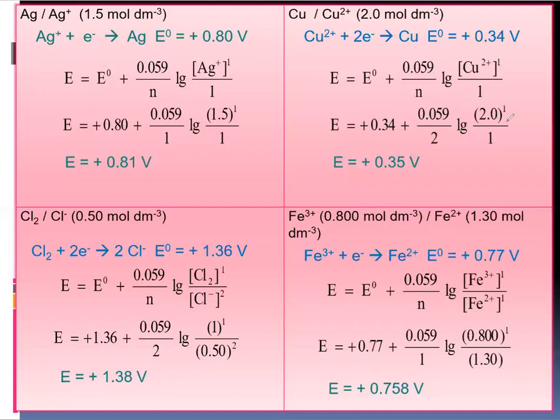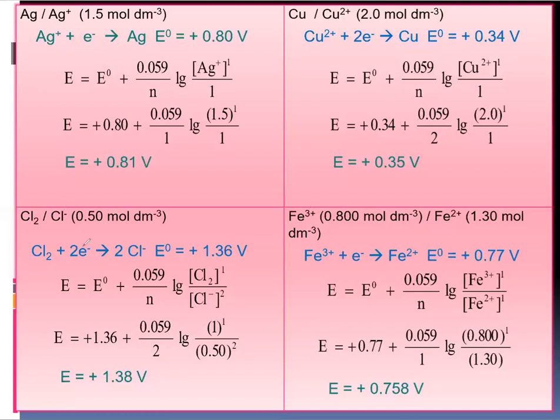Don't forget when you are punching your calculator, you calculate the log of 2.0. Whatever value you have, you multiply it by 0.059 divided by 2 before you add it to 0.34. That's just normal mathematical operation. You solve for your log first, before you multiply, before you add.